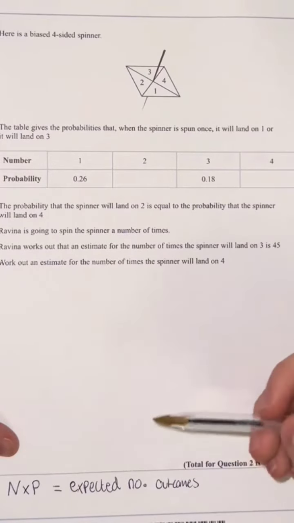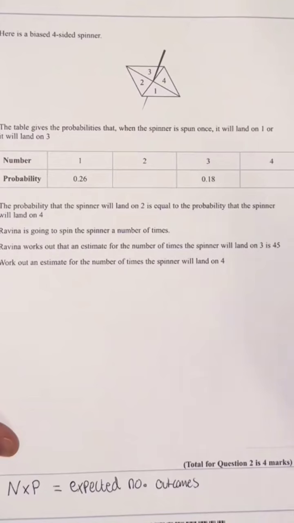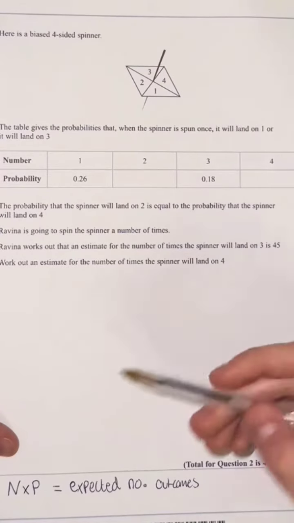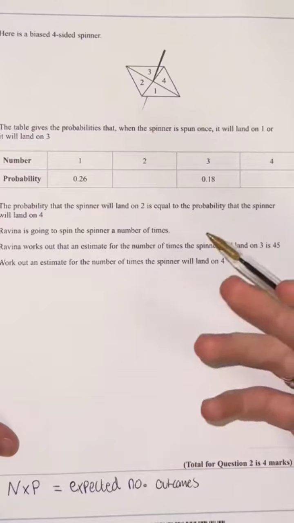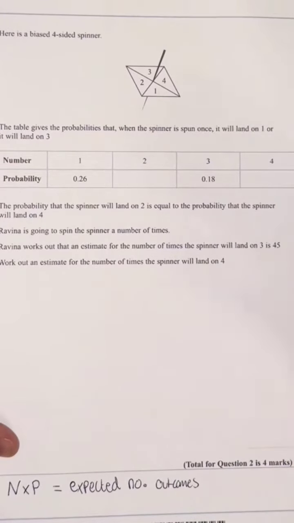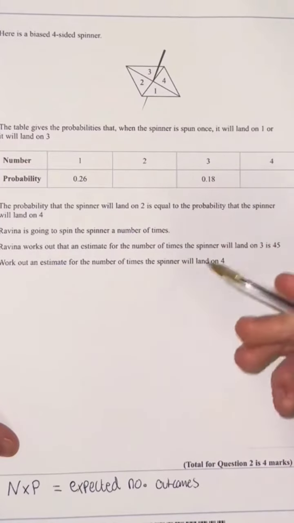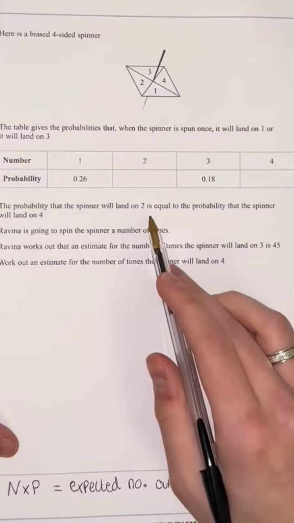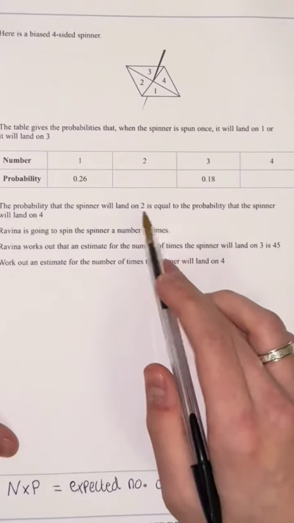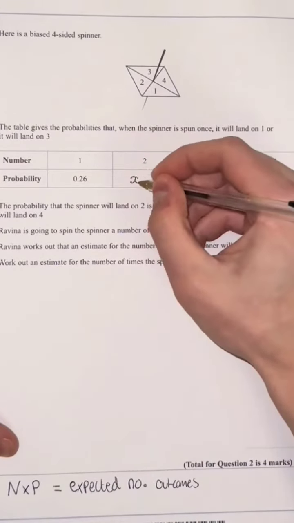So if I want to know this, I firstly need to know the probability of getting a 4, and I also need to know the number of trials, the number of times I'm spinning the spinner. But I don't know either of those pieces of information, so I need to work both of those out. The first piece is to work out the probability of landing on 4. We've obviously been told for a reason that these two probabilities are equal, so let's just call them x.